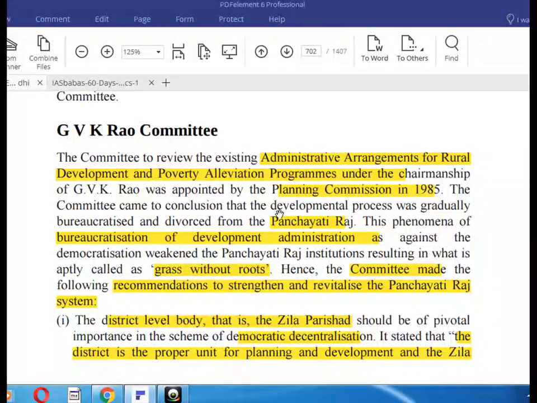So here you see the phenomenon of the bureaucratization of development administration as against the democratization, which weakened the Panchayati Raj institutions, resulting in what is aptly called the grass without roots. Hence the committee made the following recommendations to strengthen and revitalize the Panchayati Raj system.